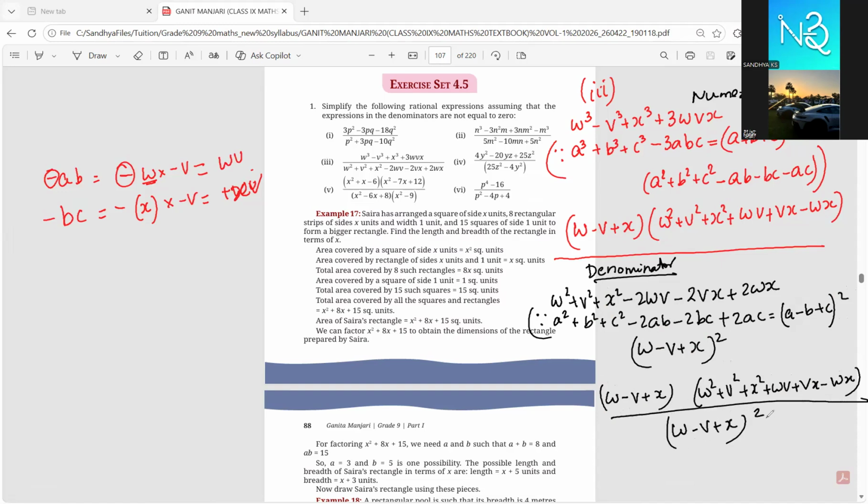So here, two times it is coming now. So this gets cancelled, because both of them are W minus V plus X. In the next step you can write like this, the whole square. So this will get cancelled. So the answer will be W squared plus V squared plus X squared plus WV plus VX minus WX divided by W minus V plus X. Okay. Copy it.